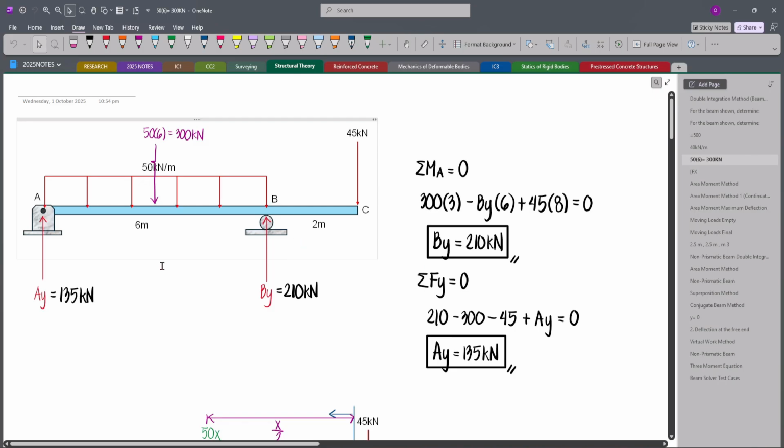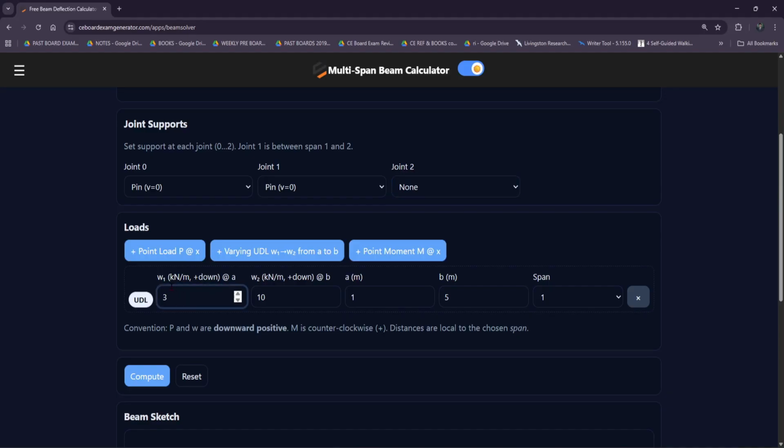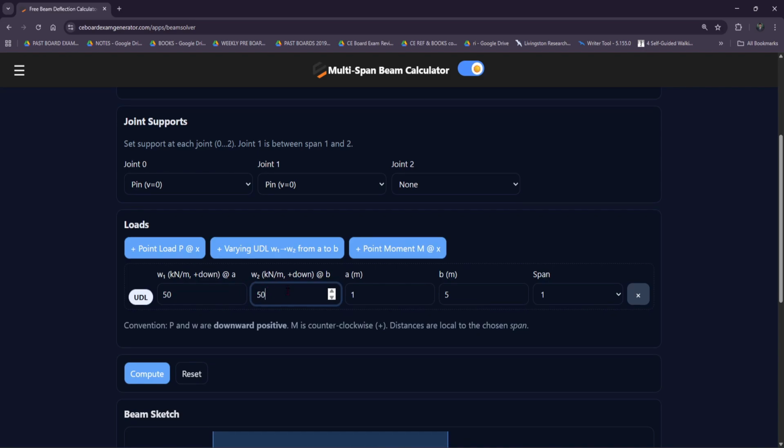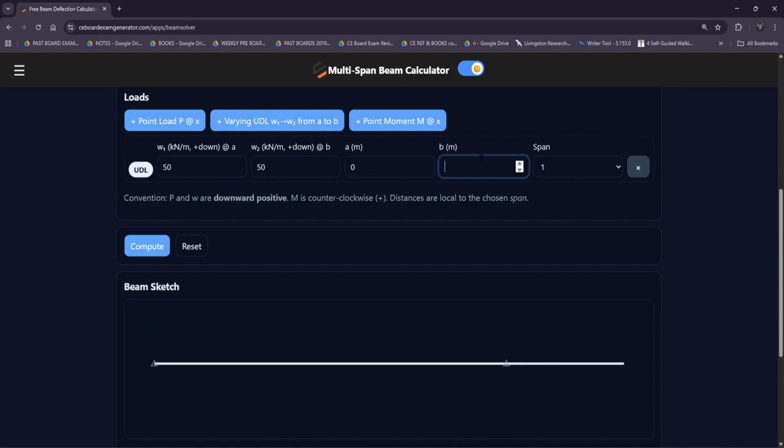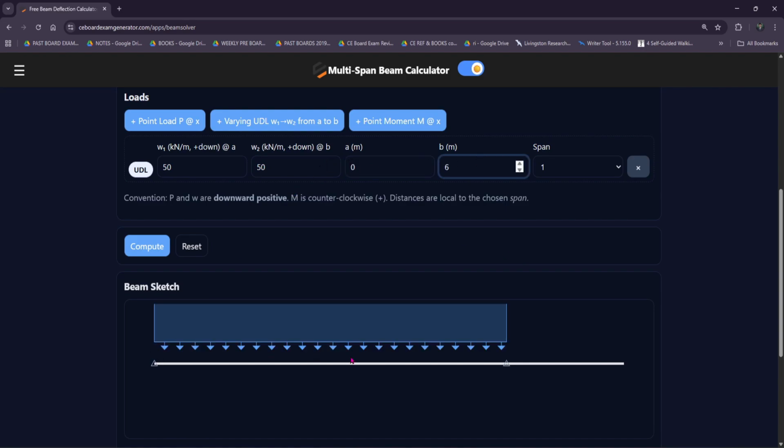Now onto the loads. We have 50 kN per meter applied from 0 meters up to 6 meters for the first span. So let's change this to 50. Then the end load is 50. If ever there are changes, for example, we will use 50 and 10, this becomes trapezoidal. So again, we have 50 and A is equal to 0 and B is equal to 6. So from 0 meters to 6 meters of the first span.